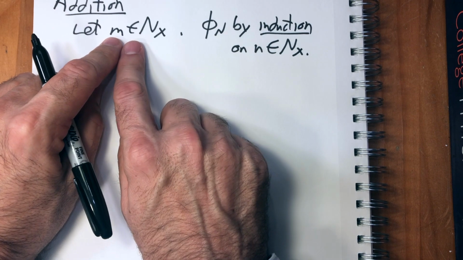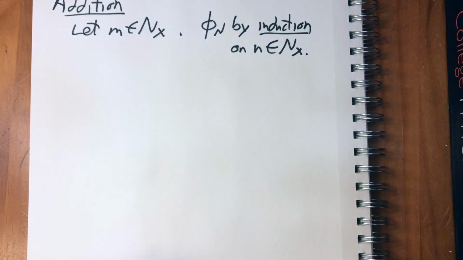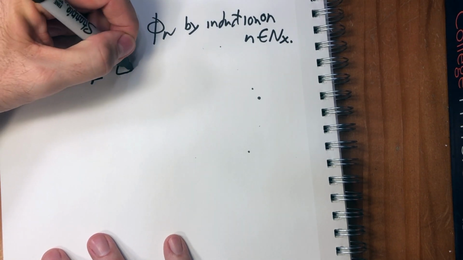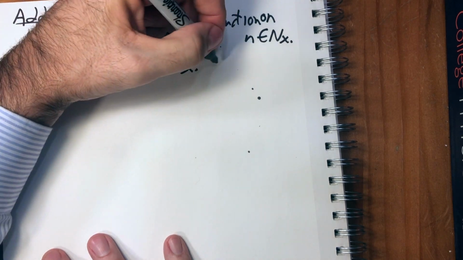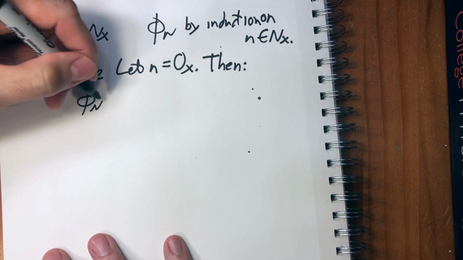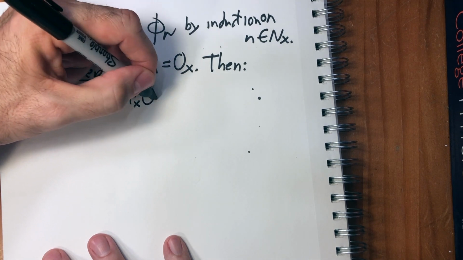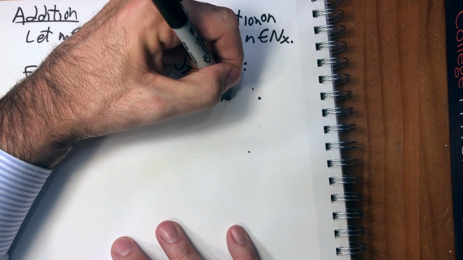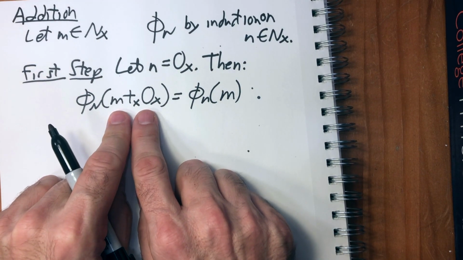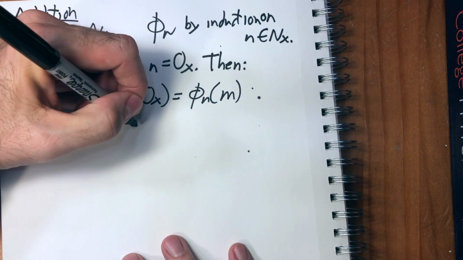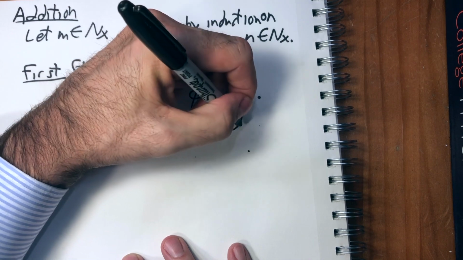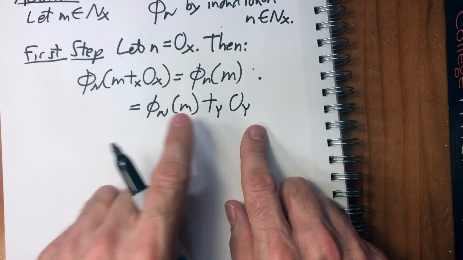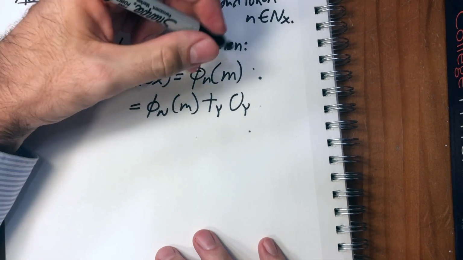So we're going to do m plus 0, m plus 1, m plus 2, and so on. That's the induction that we have to do. So the first step, let n equal 0. So we have phi of m plus 0. This is all in x, so m plus 0 in x equals m, that's just the additive identity in x. And then from that, this is in y, so we know that we can add 0 in y and get the same thing. That's the additive identity in y.